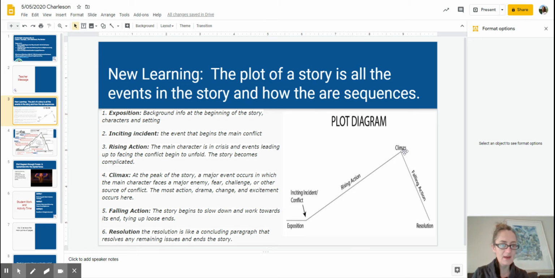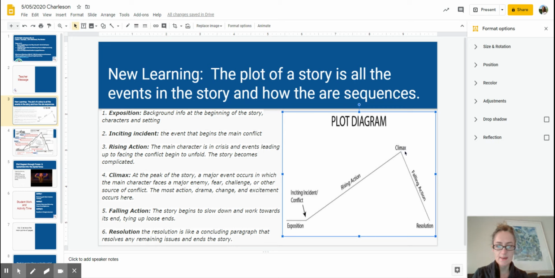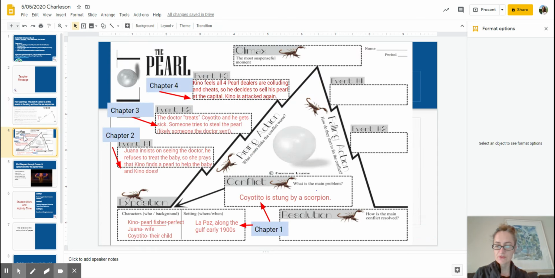And then we have the climax, which is the peak of the story. If you look at the definition here, it says the main character faces an enemy, a fear, a challenge, or another source of conflict. It's the most action, drama, change, and excitement happens here. At the climax, we oftentimes see a change in our main character. That's something really important to remember: a change in perspective, a change in how they feel about a situation. Then the falling action, the story begins to slow down, and the resolution is where the problem is solved. Any issues are tied up.